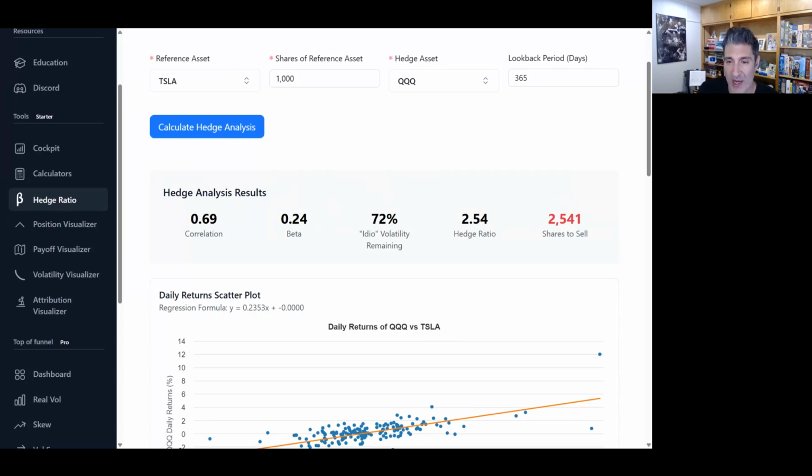So that's why you can work out of them at your own leisure. There's no reason to think that the person who bought the Tesla calls from you is smart about the direction of Tesla, right? So those are random deltas.